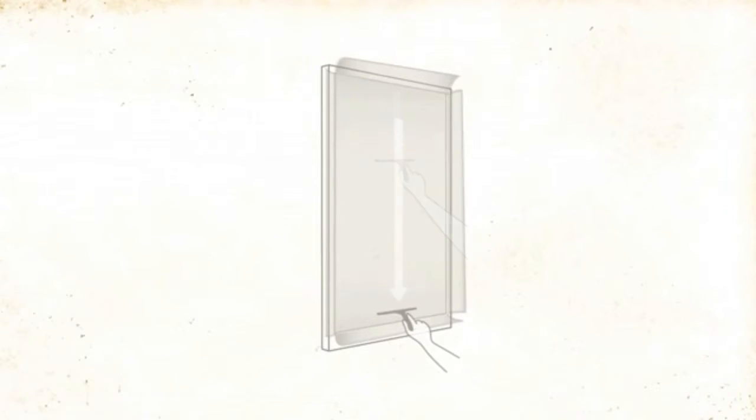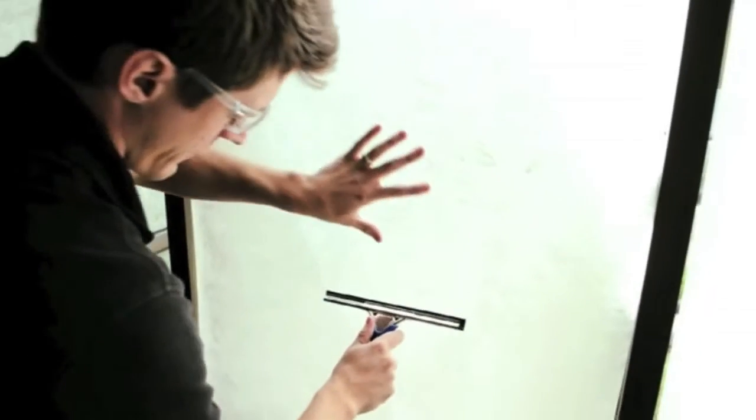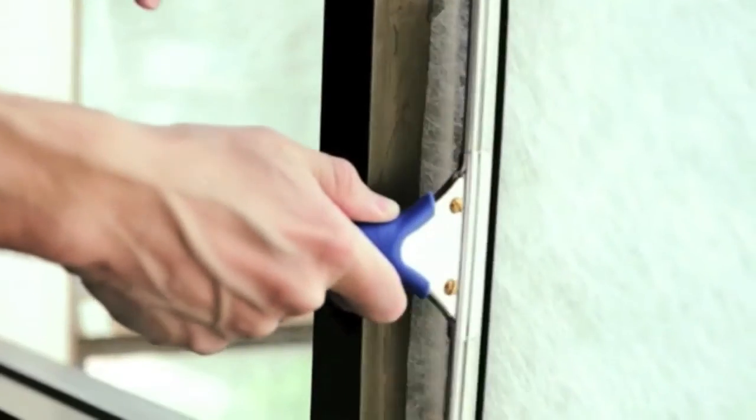For best results, wipe the gecko in a T formation. This is to avoid any further water or dust particles being lodged under the fabric.